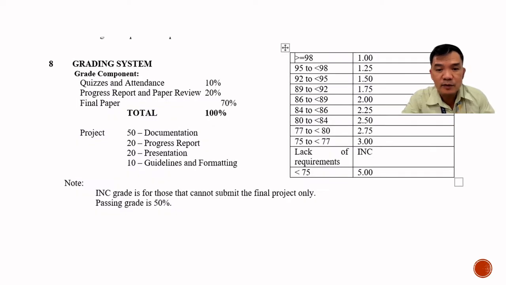So the grading system would be focused on this one. The entire documentation would be 50% of your grade. In fact, here in the grade component, the 70% is the final paper, but let's focus on this one. Since we have limited face-to-face interaction, the documentation would be 50% of your grade. The 20% is the progress report, 20% is the final presentation, and the 10% is guidelines and formatting.